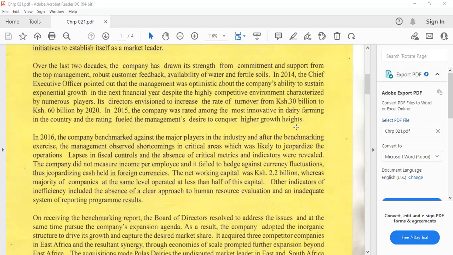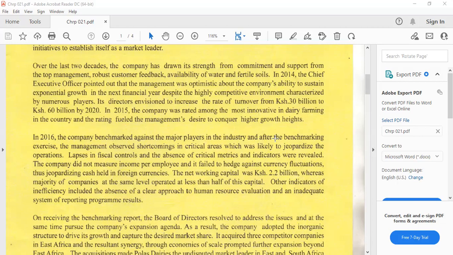Other indicators of inefficiencies included the absence of a clear approach to human resource evaluation and an inadequate system of reporting program results. On receiving the benchmarking report, the board of directors resolved to address the issues and at the same time pursue the company's expansion agenda.